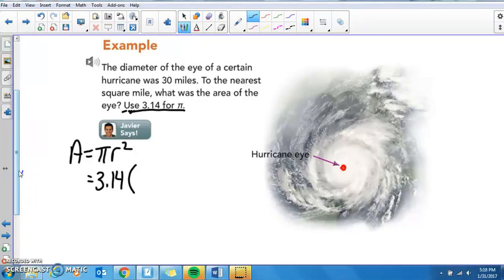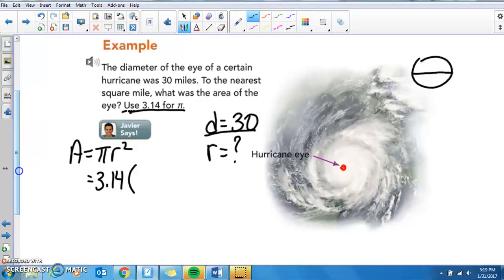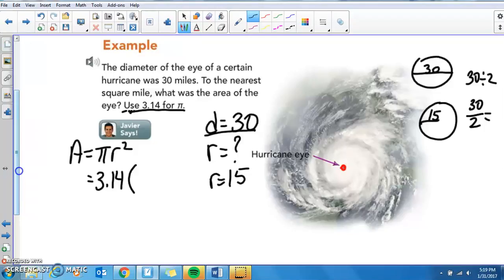It says the diameter of the eye of a certain hurricane was 30 miles. So our diameter is 30. In the formula for area, we have to find the radius. So what we have to do is convert the diameter of 30 to the radius. All right? The diameter goes all the way across. So if you have a circle, the diameter is all the way across. If you have that same circle, what would halfway across be? All we would have to do is divide 30 by 2, or if you want to write it as a fraction, 30 divided by 2 gives you 15. So our radius is 15.